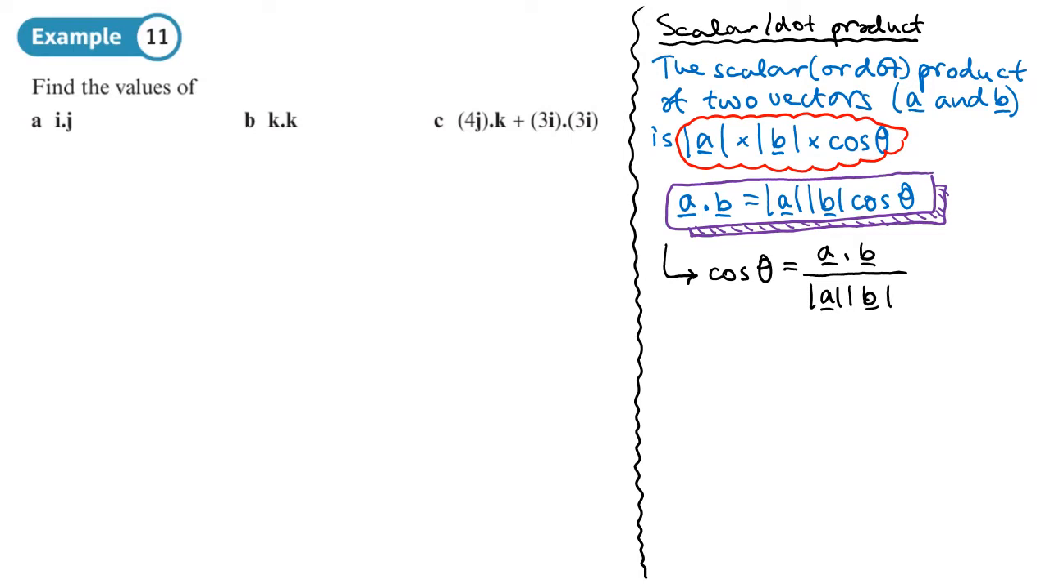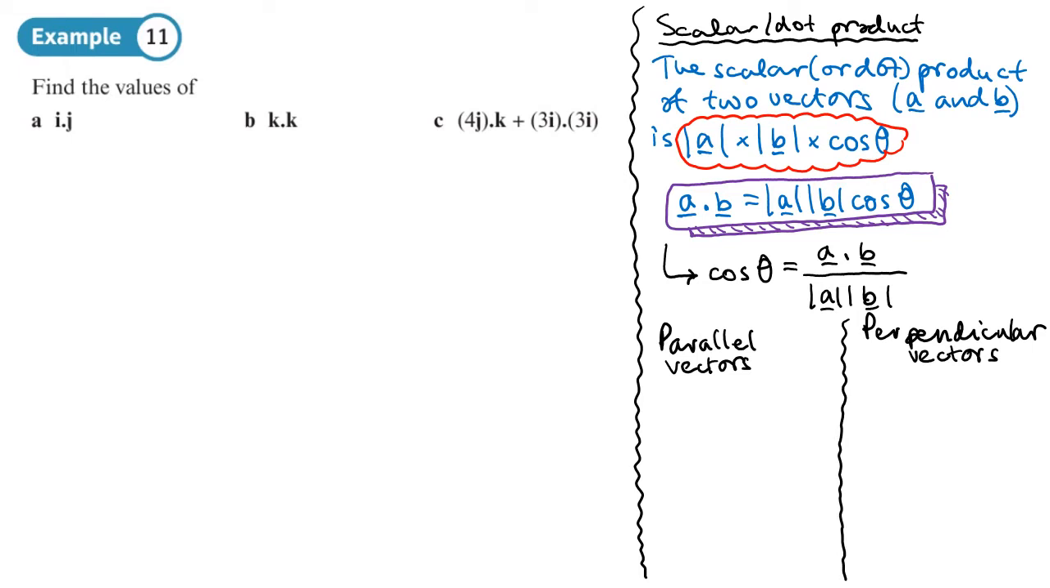Okay, now we're going to see how we can break this down a bit by looking at parallel vectors and perpendicular vectors. So are there any special results if vectors are parallel or perpendicular with this scalar or dot product? Okay, so let's start with parallel vectors. So vectors are parallel, so they're like this.